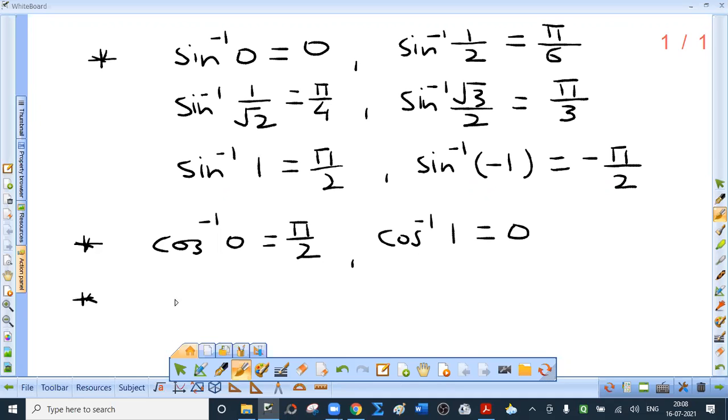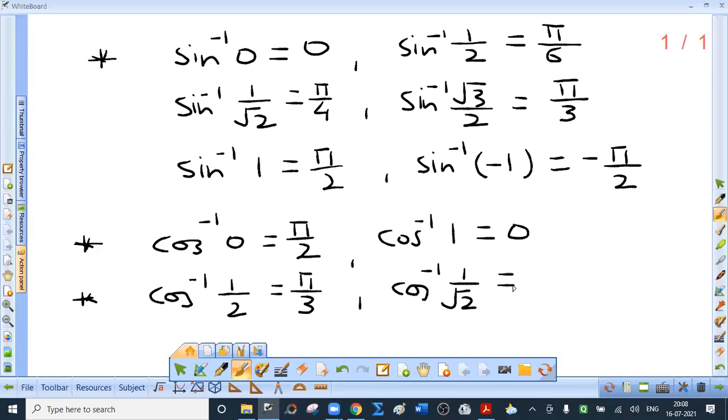Then cos inverse half. Can you tell me the angle whose cosine ratio is half? You had done this in 10th standard. Cos 60 degree is half, means cos pi by 3. So cos inverse half is the angle whose cosine ratio is half. It is pi by 3. Cos inverse 1 upon root 2 is the angle whose cosine ratio is 1 by root 2. That is pi by 4.